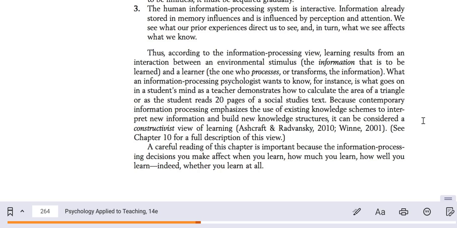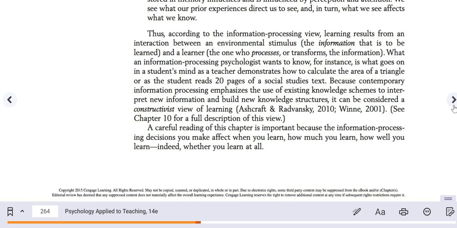A careful reading of this chapter is important because the information processing decisions you make affect when you learn, how much you will learn, how well you learn, indeed whether you learn at all.